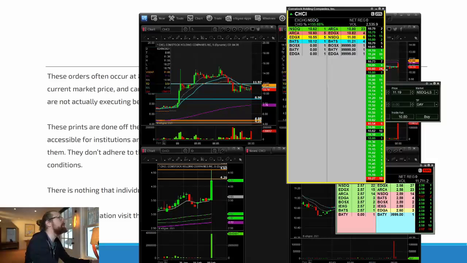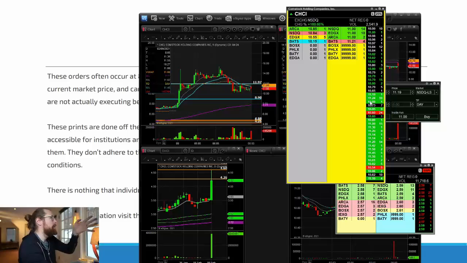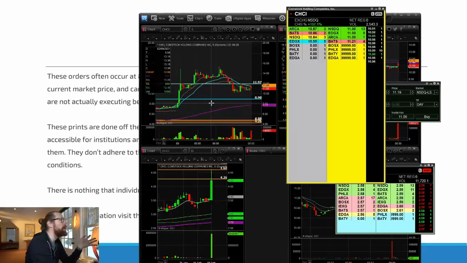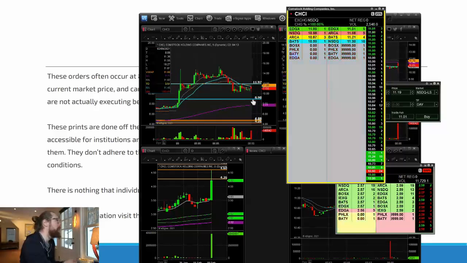The alternative display network is used by institutions, and these are usually late prints. They start showing them at 8 a.m., and these would be late prints that went through early pre-market, but didn't get reported until 8 a.m. So they get reported in bulk, and you see that bulk volume right there at that moment.